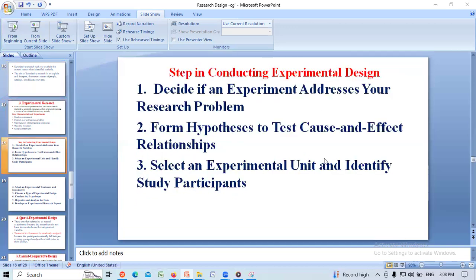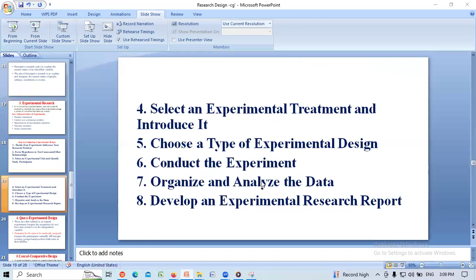The steps in conducting the experimental design: decide on an experiment to address your research problem, form the hypothesis to test the cause and effect relationship, select an experimental unit and identify study participants, select an experimental treatment and introduce it, choose a type of experimental design, conduct the experiment, organize and analyze the data, develop an experimental research report.